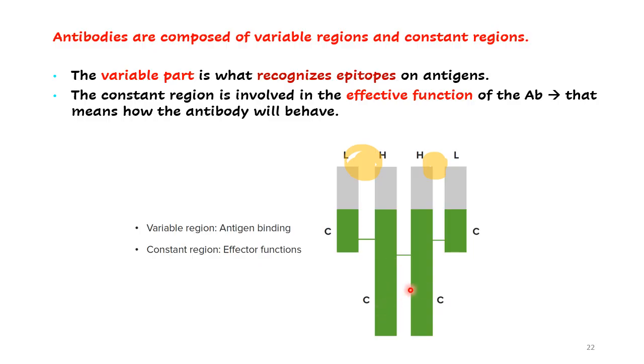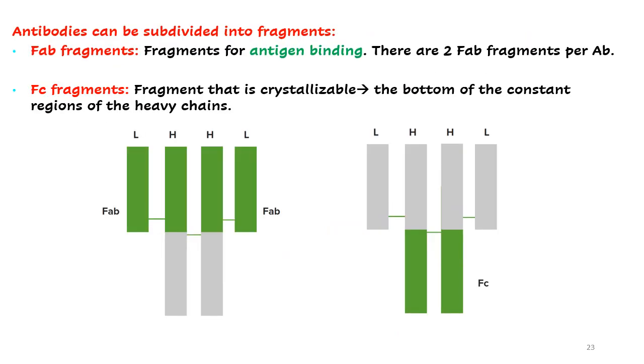So the constant region is going to determine what kind of antibody you have. Okay? All right, so let's do some more fragmenting here of your antibodies. If you cut the constant regions of your heavy chain out, and you can do that by using some enzymes, then you end up with 2 pieces of antibodies.